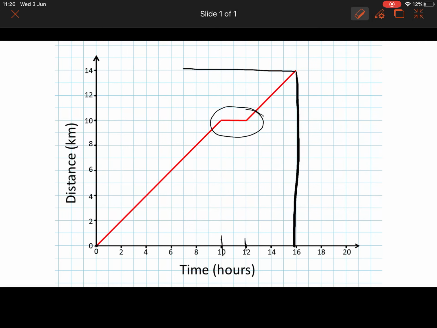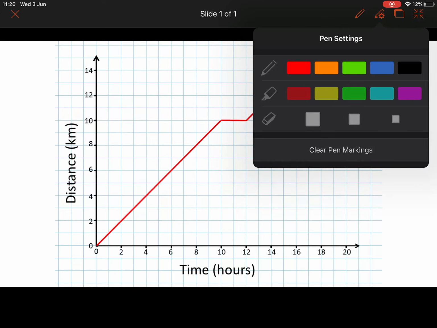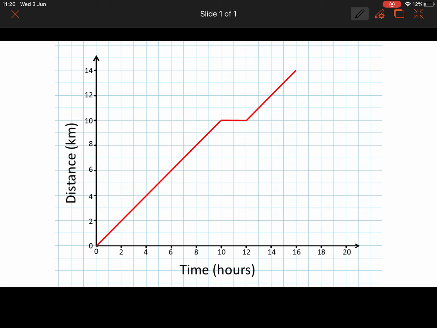So if we have a look, we can see that there are two areas of constant speed on this graph. There is an area of constant speed here, so this whole first bit until 10 hours, and there's another area of constant speed here until 16 hours. They are two areas of constant speed. Now we can work out those speeds, we can see if they were the same, we can see if they were different, we can compare them.